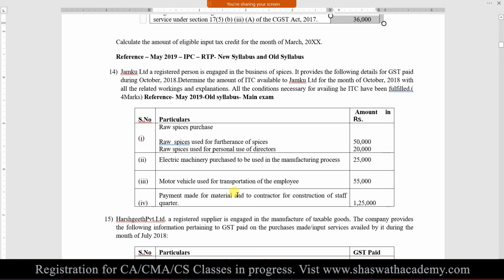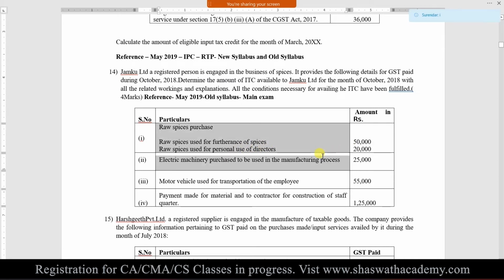Jamco Limited: raw spices purchased for the furtherance of spice business, 50,000. Raw material purchased for the furtherance. Eligible, ineligible? Eligible, yeah. Raw spices used for personal use of the directors, personal consumption. Something used for personal consumption. Eligible or ineligible? Ineligible. So 20,000 ineligible.